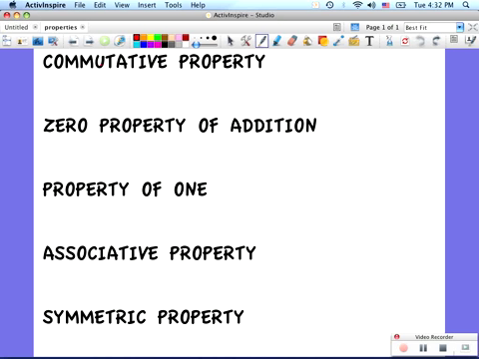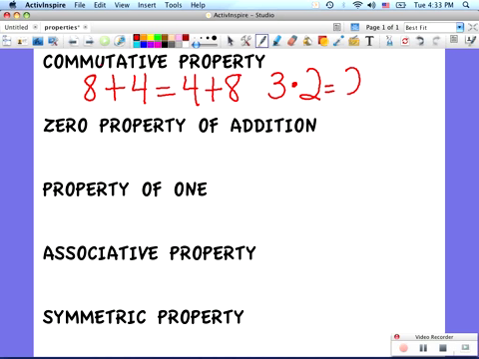Today we're going to talk about 5 properties. The first property we're going to talk about is called the commutative property. The commutative property tells us that the order in which you add two numbers does not change the sum, such as 8 plus 4 equals 4 plus 8. The commutative property also works for multiplication. 3 times 2 equals 2 times 3. The commutative property does not work for subtraction, nor does it work for division.